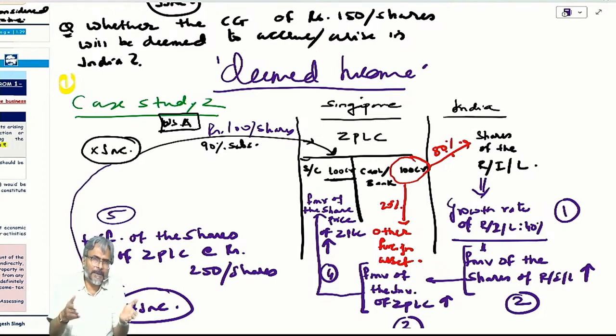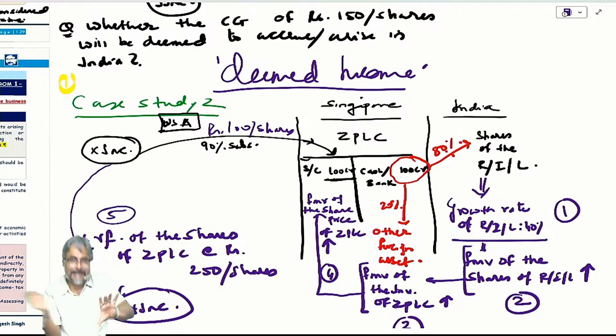So what do you have to show? The capital asset in this case is a share of ZPLC. Where is it situated? As per the normal discussion, it is situated in Singapore. If it is situated in Singapore, then going by the provision strictly, why strictly? Because you are interpreting a deeming provision, and a deeming provision has to be interpreted in a strict manner. So going by strict interpretation, you will say that the ZPLC share is situated in Singapore, and hence the capital gain will also arise in Singapore. Then accordingly, nothing is taxable in India.